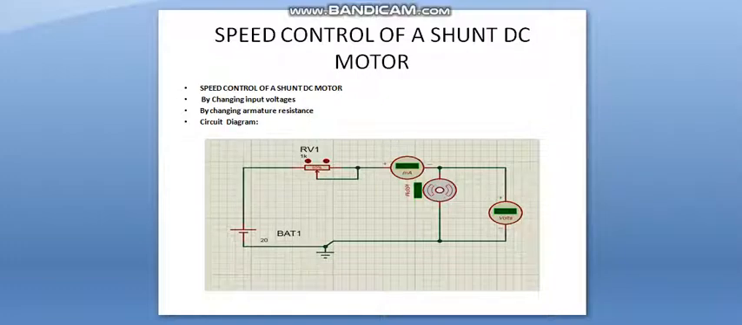Today we are going to control the speed of a shunt DC motor by changing its input voltage and changing the armature resistance. In the circuit diagram, we have a variable DC battery, a variable resistor (potentiometer), an ammeter connected in series with the DC motor, and a voltmeter connected in parallel with the DC motor.